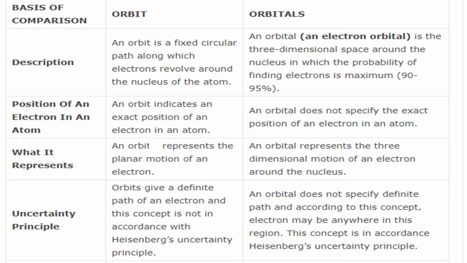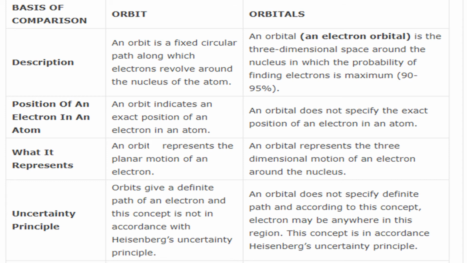Then what is the difference between an orbit and an orbital? We know an orbit is a fixed circular path along which electrons revolve around the nucleus of an atom. An orbital is the three-dimensional space around the nucleus in which the probability of finding electrons is maximum. An orbit indicates the exact position of an electron in an atom, whereas an orbital does not specify the exact position of an electron in an atom.